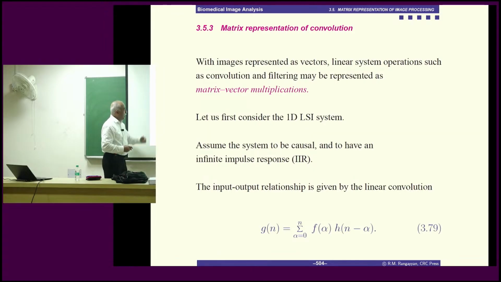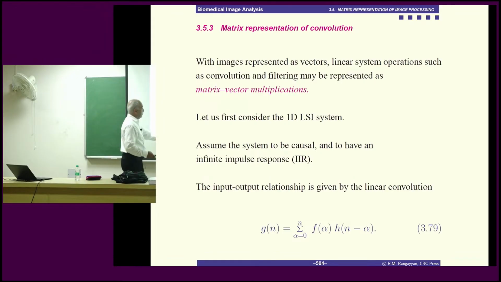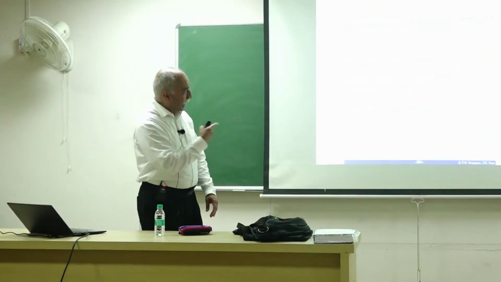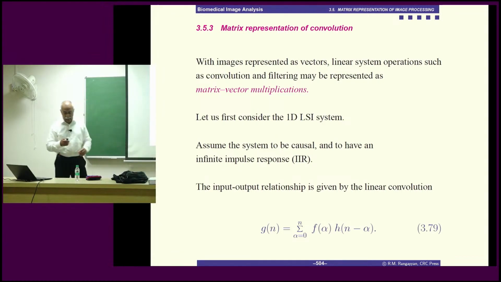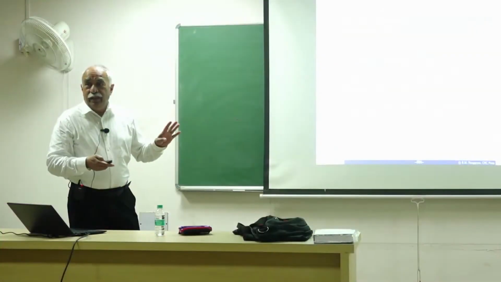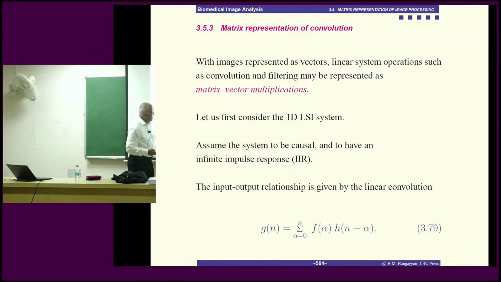So let's start with a 1D representation. g(n) = sum of f(alpha) h(n minus alpha). f is the input, h is the impulse response, alpha is some temporary variable, minus alpha represents reversal of h, and n is the shift, and the output is given for that location. Assuming causality, alpha starts from 0 and goes to n only. If you want, for the sake of generality, you could write minus infinity to infinity, but causality is usually included when you go 0 to n.